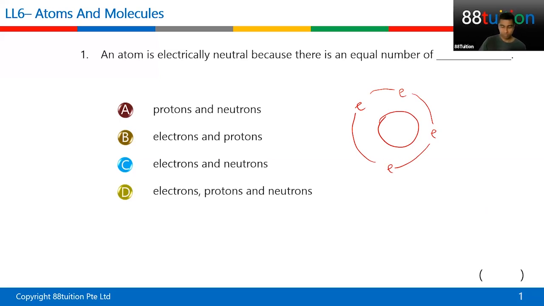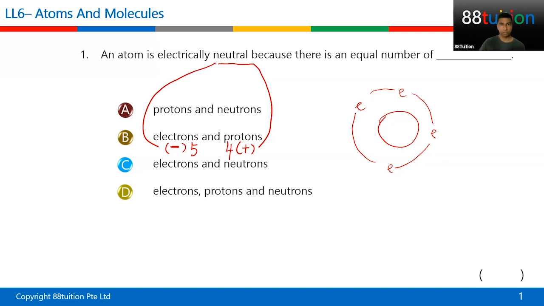There's an equal number of, very good, because electrons have a negative charge and protons have a positive charge. Only if they are equal can they be neutral, right? So you must have like 5 minus, 5 plus. If you have 5 minus and 4 plus, that would not be neutral. There is a negative charge balance of 1.